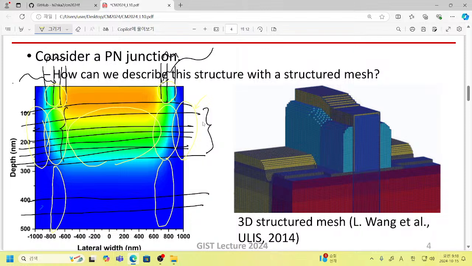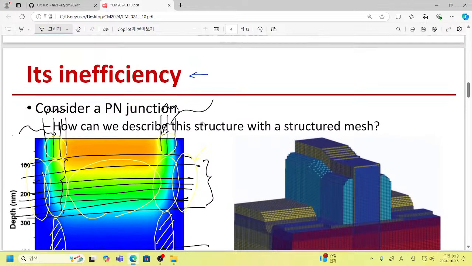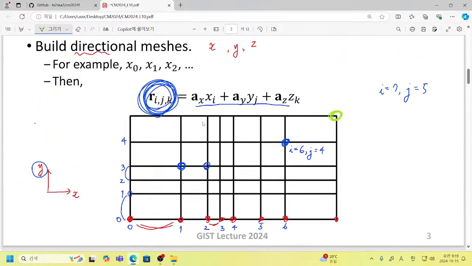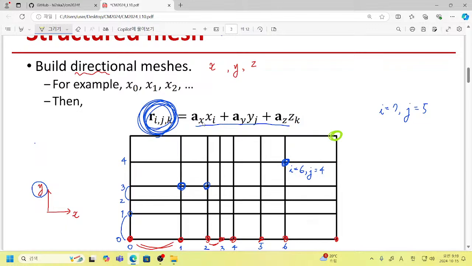Since we have introduced fine mesh along this horizontal direction, also in this shaded part will be highly resolved. However, this is far away from our PN junction. Actually, we don't have to spend more points for this region. Why do we have this kind of inefficiency?